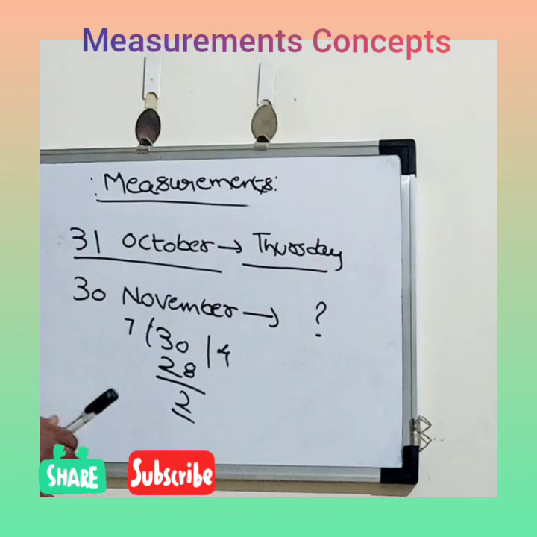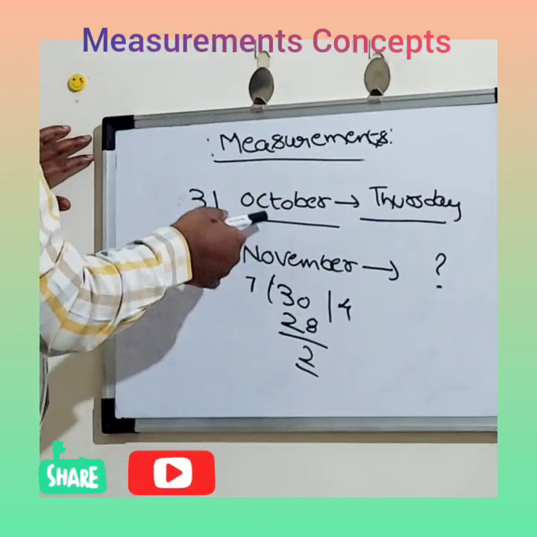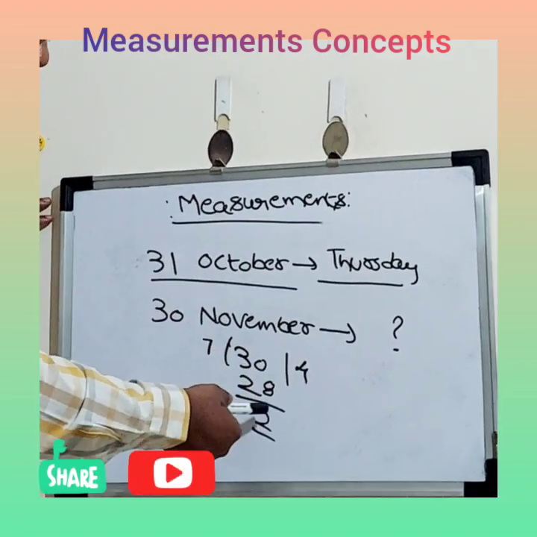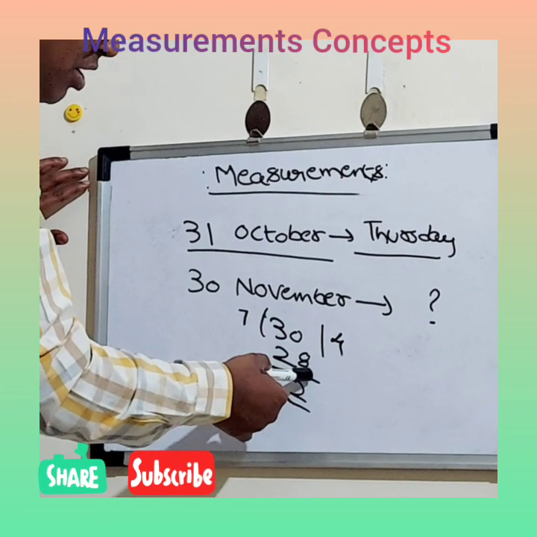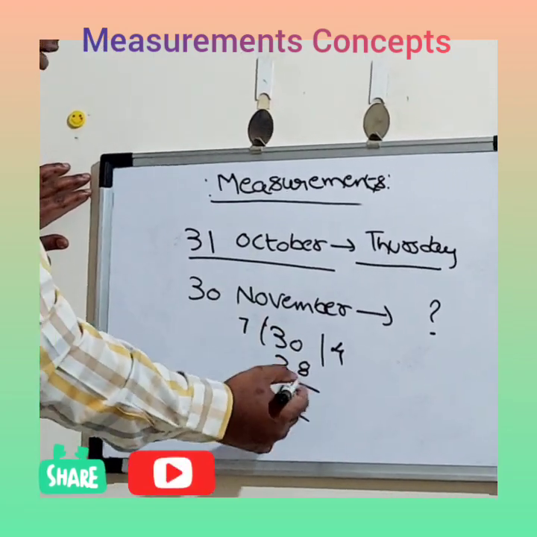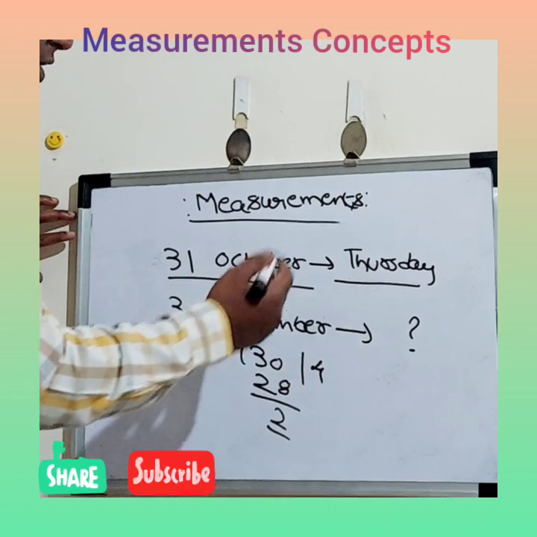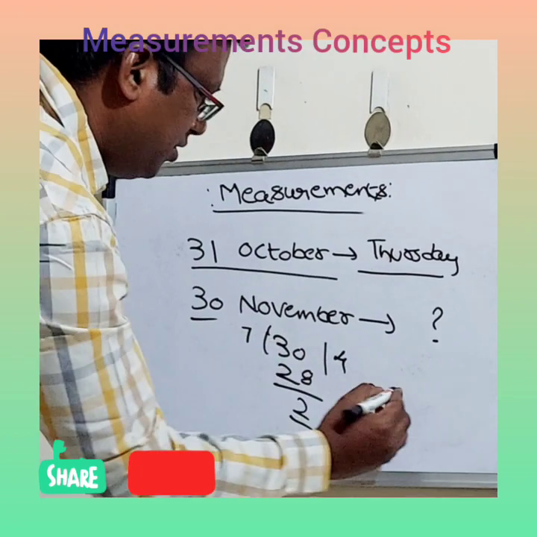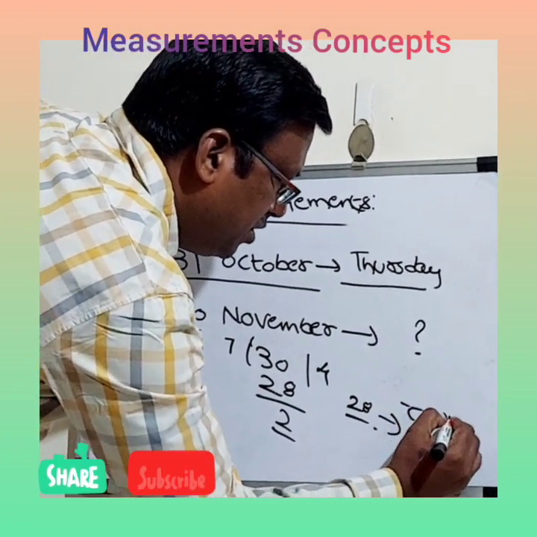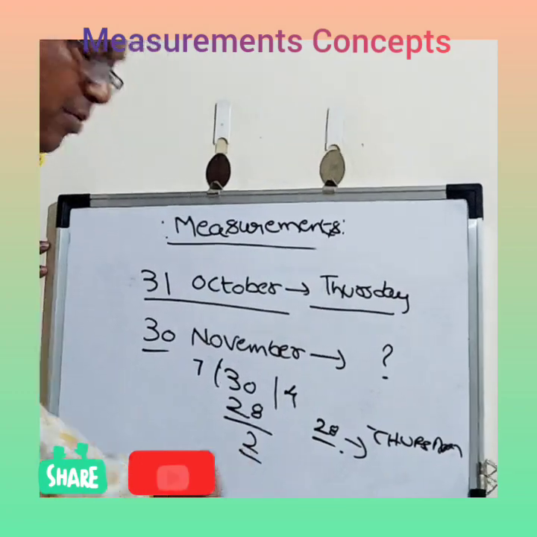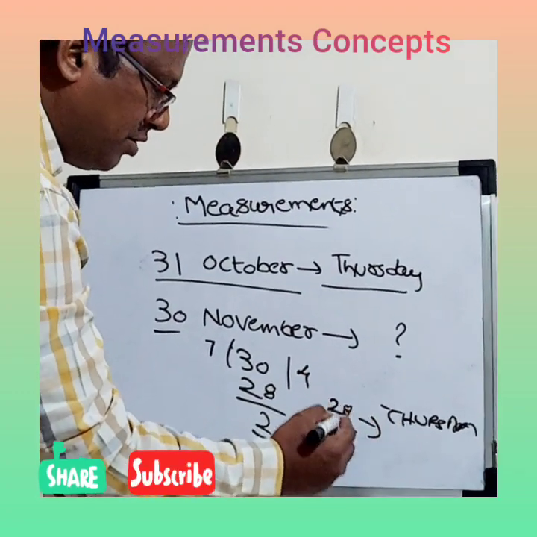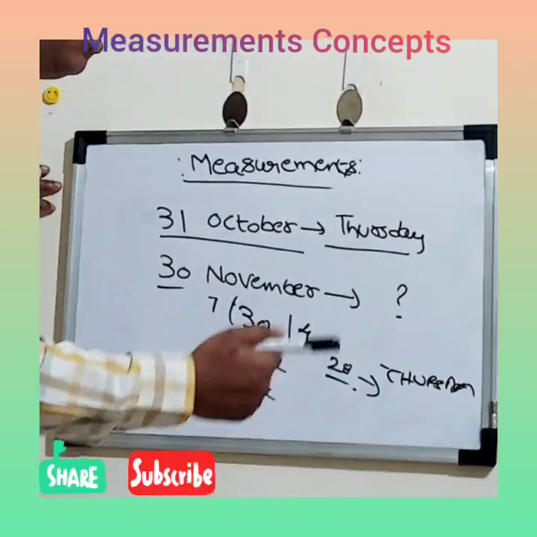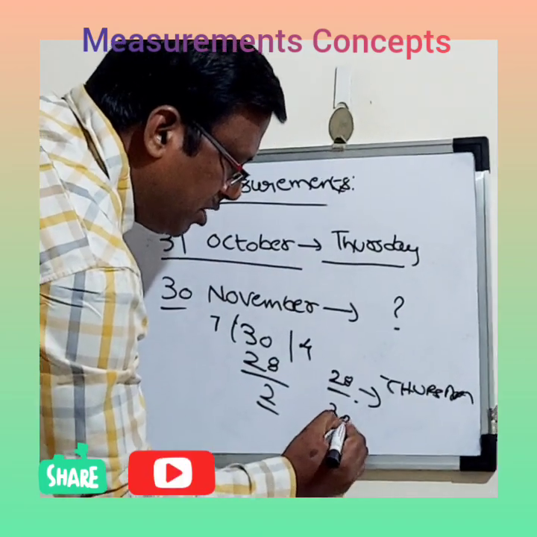What is the remainder? 2. So starting from 31st October, continuous 4 weeks, Thursday, Thursday, Thursday till 28 days, that is till November 28, it will be Thursday. The remainder is 2, so just add 2 over here. So 28th November is Thursday, and after Thursday if you add 2, that is Saturday. 30th November is Saturday.